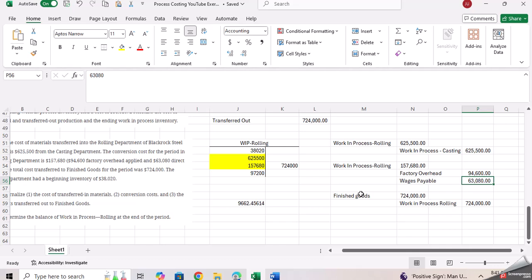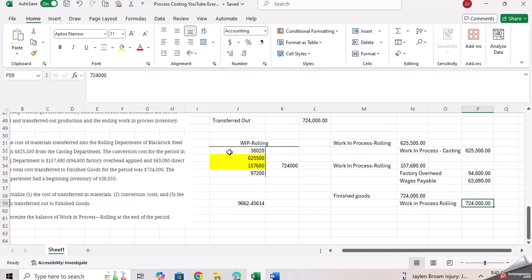Then the amount that we calculated above that we know is getting transferred out to the finished goods warehouse, we're going to debit our finished goods for that 724,000 and then credit our work in process rolling.